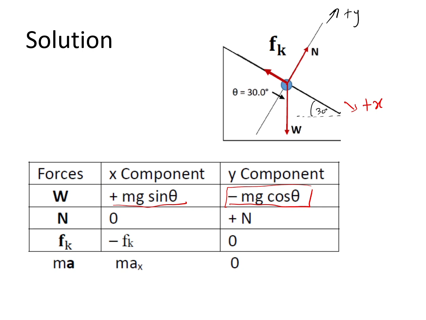Since the block does not leave the surface or sink into it, the acceleration in y direction is 0. Therefore, the y equation gives n minus mg cosine theta equals 0. And that gives us n equals mg cosine theta. Now we can use the normal force to find the coefficient of kinetic friction and then calculate the acceleration down the ramp.